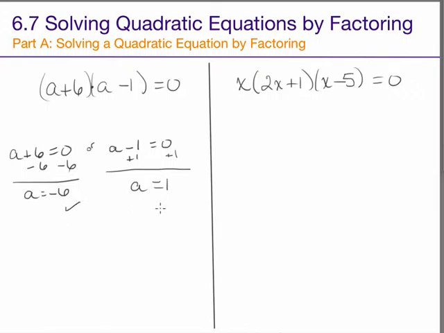A equals negative 6 and A equals 1 are my two solutions. Plugging in negative 6 here will make this one 0. Plugging in positive 1 here will make this one 0. So both of these solutions work.